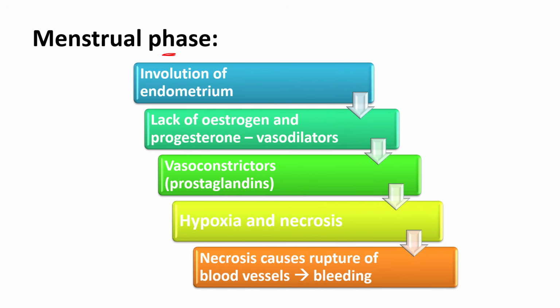Why does the menstrual phase occur? Why does bleeding occur? It's simple. It's an involution of the endometrium because estrogen and progesterone are reduced, because FSH and LH are reduced. This causes, as they are potent vasodilators, now vasoconstriction to occur, which causes hypoxia and necrosis to the stratum functionalis layer, and this causes rupture of blood vessels and bleeding.